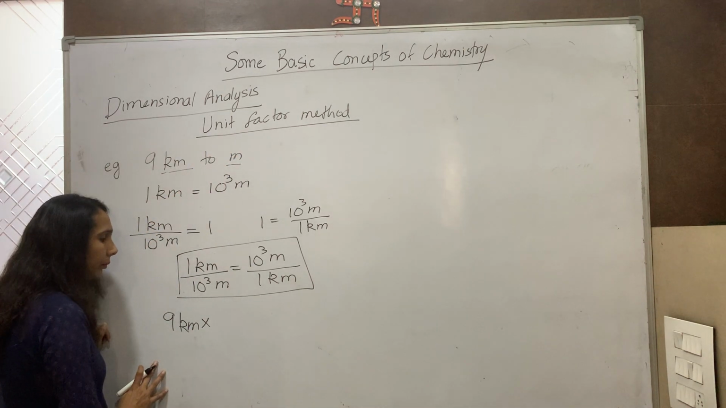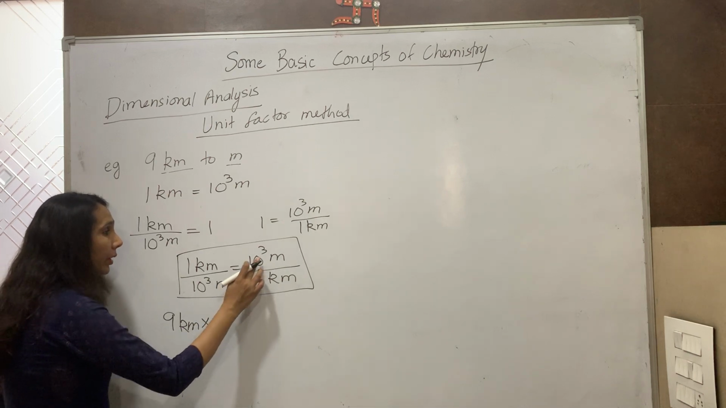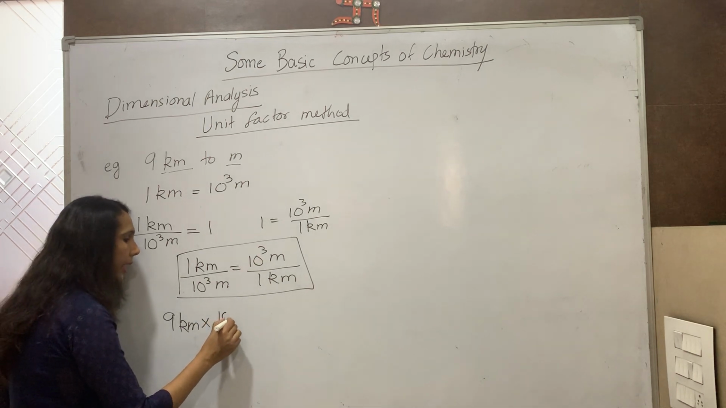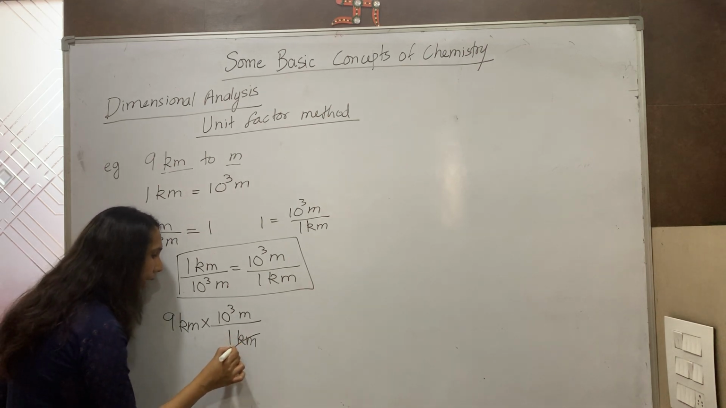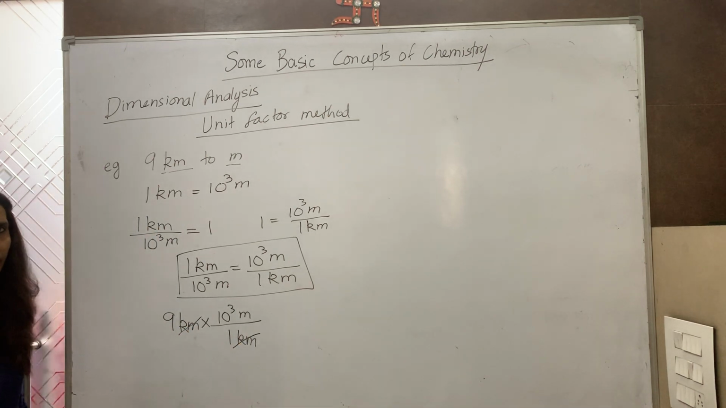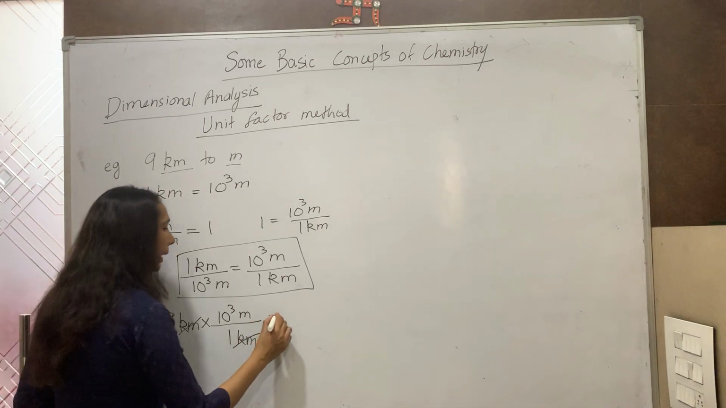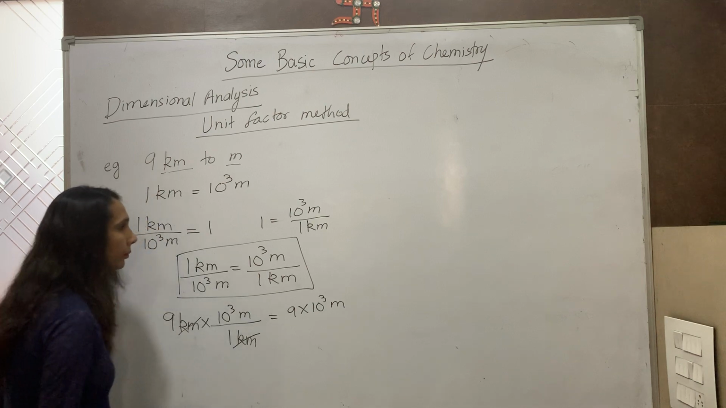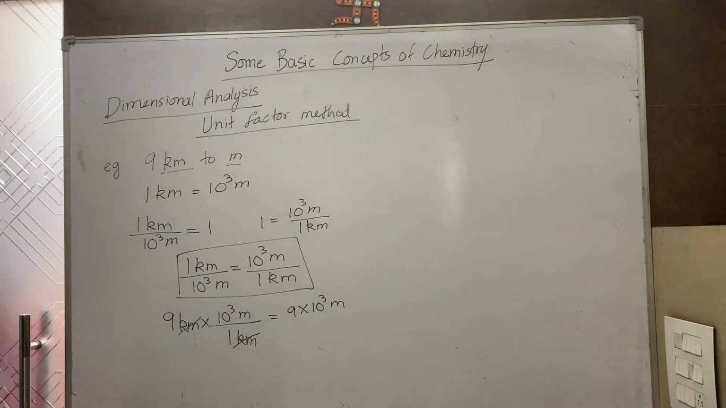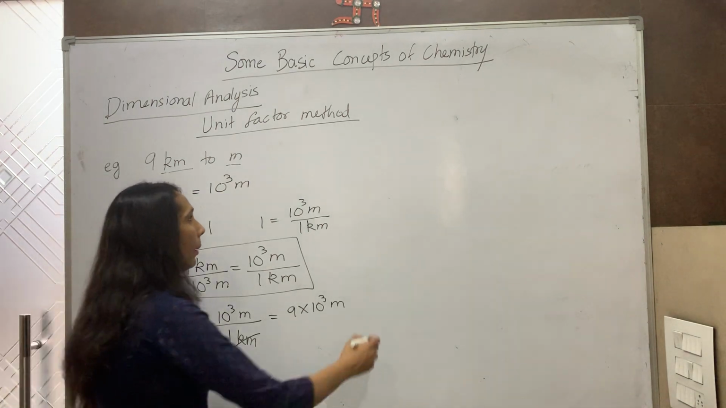9 kilometer multiplied by this second, 10 to the power 3 meter upon 1 kilometer. Kilometer and kilometer gets cancelled. So our answer will be 9 into 10 to the power 3 meter. This is how we use the unit factor method. Let us take one more example.